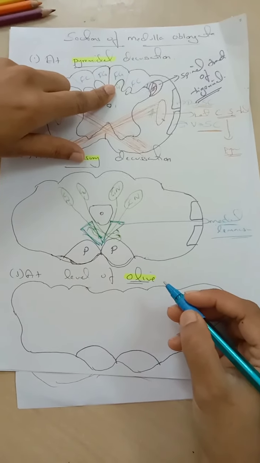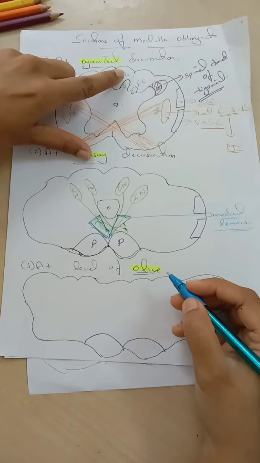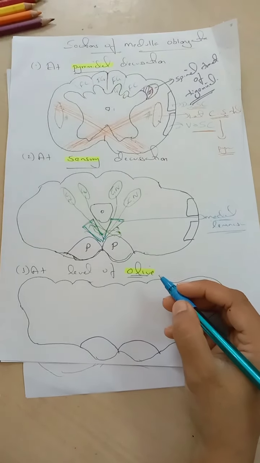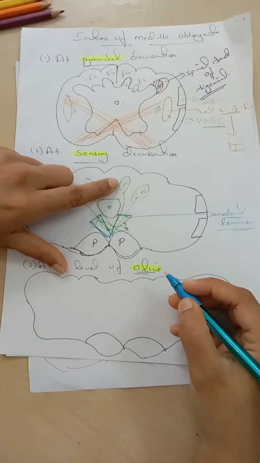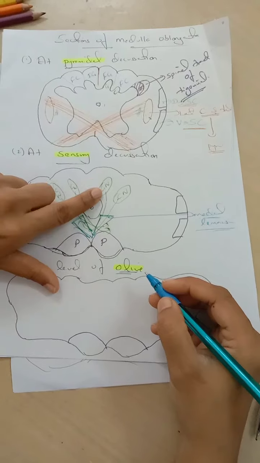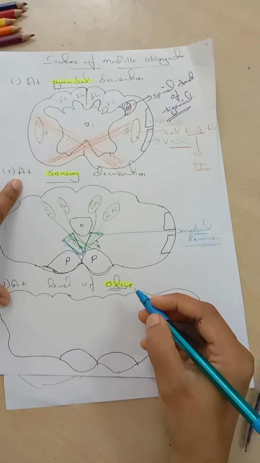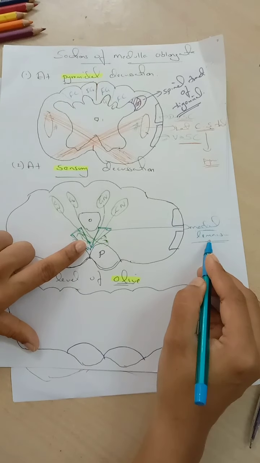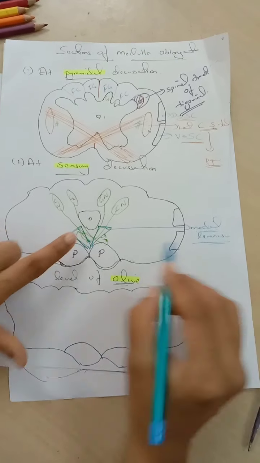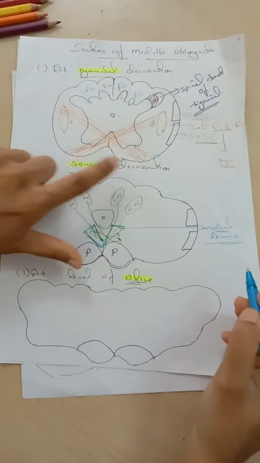First, the gracile and the cuneate nucleus will receive the first order neuron fibers, which will ascend up and reach the nucleus at the higher level. Now the second order fibers from these nuclei will again decussate at a higher level of the medulla to become what? Medial lemniscus. This medial lemniscus is what is decussating. That is why it's called a sensory decussation.